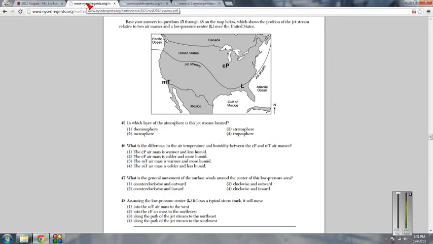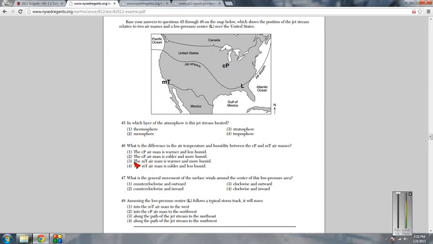So if we look at the answers, number 1 says the continental polar air mass is warmer and less humid. No, continental polar is cold and dry. Number 2, the continental air mass is colder and more humid. Okay, well, it's colder because it's definitely polar, but it is not more humid. It's less humid. It has less moisture in the air.